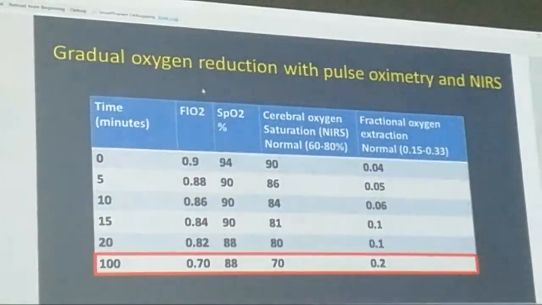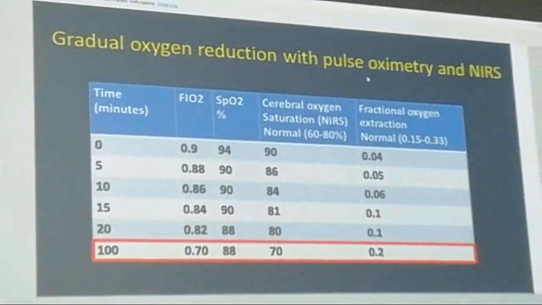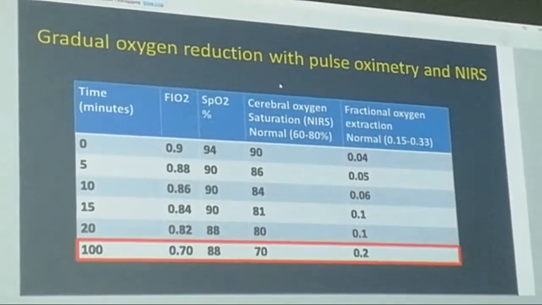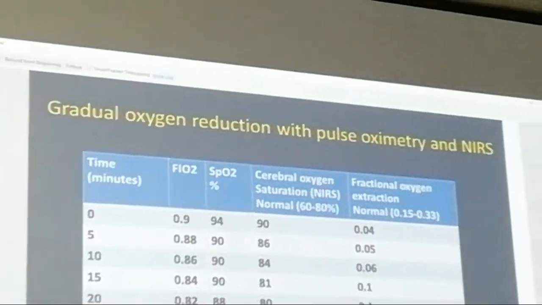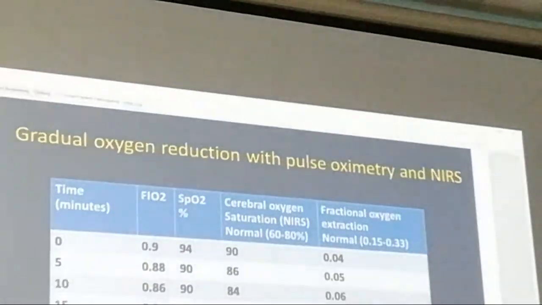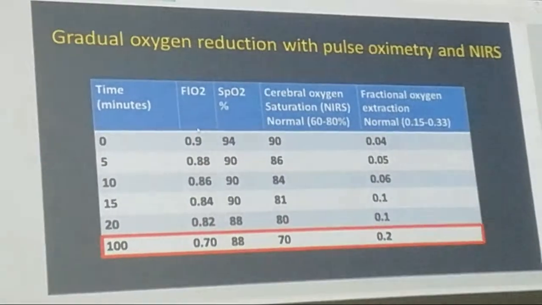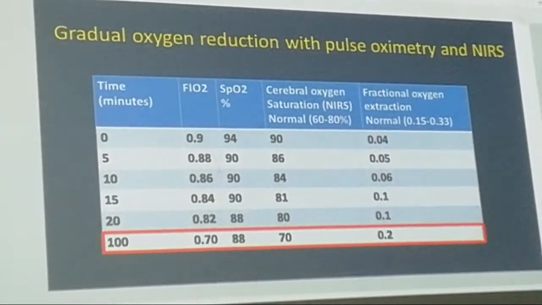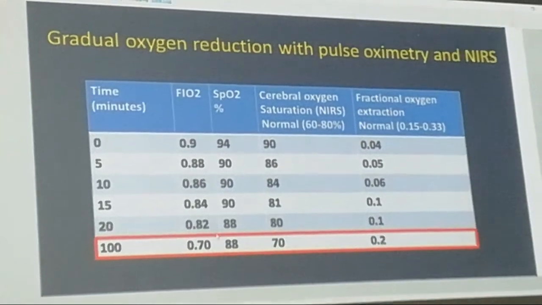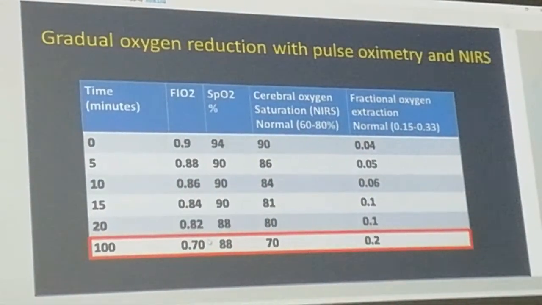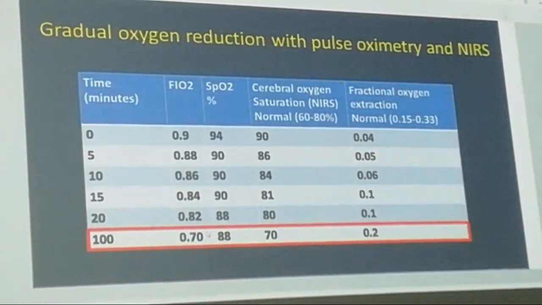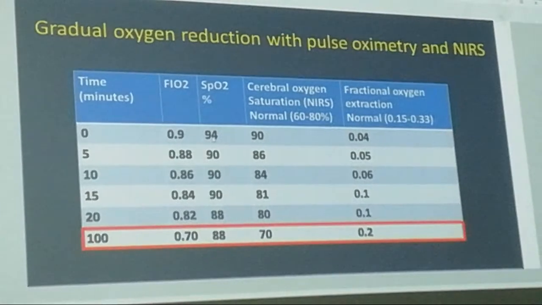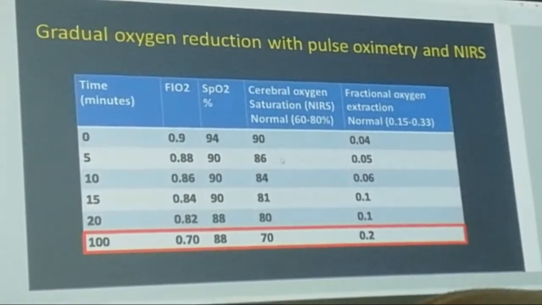This table is showing how to do the oxygen reduction test with integrated monitoring of both arterial oxygen saturation and brain oxygen saturation. We have the time recorded in minutes, and we reduce oxygen as tolerated every 5 minutes. The oxygen reduction should be stepwise, by 2 to 5% for each step. This will give a chance for the cardiovascular and respiratory systems to compensate. You need to record the oxygen saturation at each step, as well as the cerebral oxygen saturation on near-infrared spectroscopy.